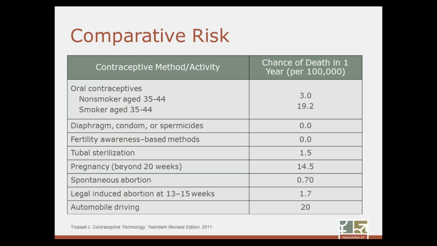And to put that into context here, so here's pregnancy above 20 weeks. Your risk of dying with pregnancy above 20 weeks is 14.5 per 100,000 over 1 year. And we can compare that to the use of oral contraceptives for non-smokers aged 35 to 44, which gives you a chance of dying of 3 per 100,000 in 1 year. So there is a risk there, but it's much lower than pregnancy and much lower than the risk that many of our patients are taking every day by driving a car.